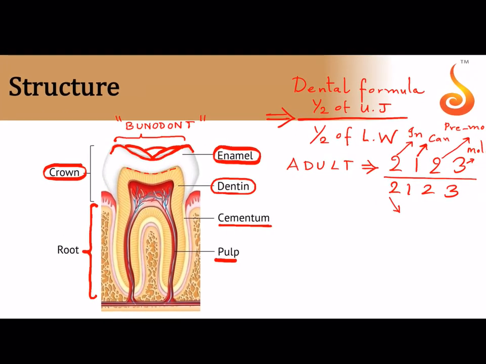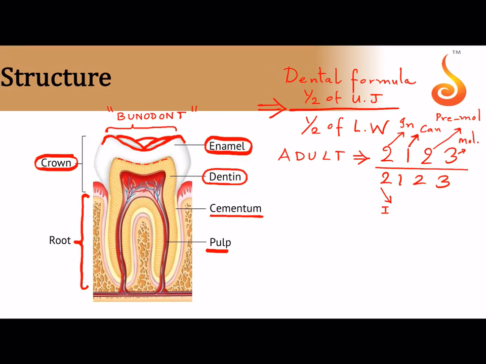So again, on the lower jaw also, there will be two incisors and one canine, two premolars, and 3 molars. So this is the adult dental formula.